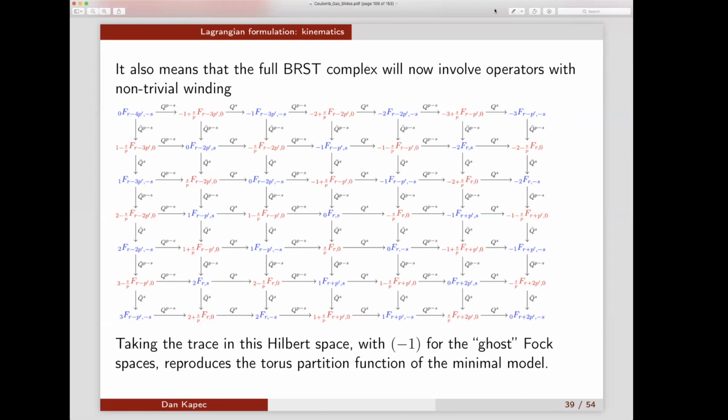It's sort of some non-trivial fact that if you take the trace with this particular set of signs with -1 in these ghost Fock spaces, you actually land on the minimal model torus partition function. So all of these different states with momentum and winding, they conspire to cancel, and you really just get the contributions that are sitting there in the minimal model.